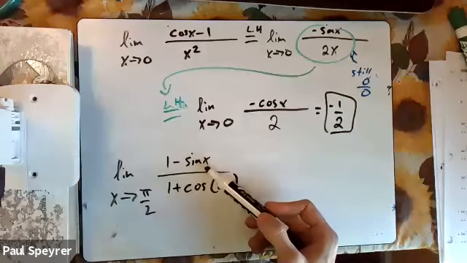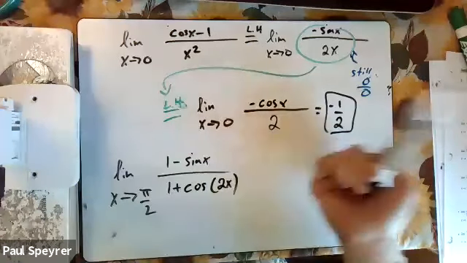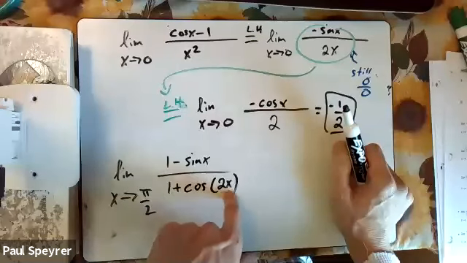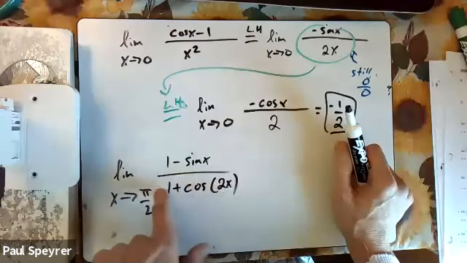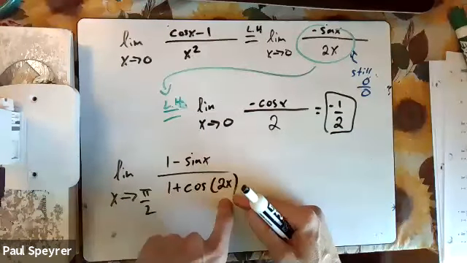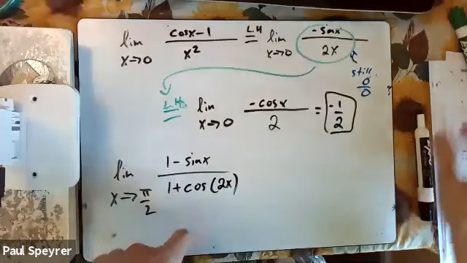So if I plug pi over 2 in, what's sine of pi over 2? 1. 1 minus 1 is 0, okay? In your denominator, what's cosine of 2 times pi over 2? Well, remember, if you say 2 times pi over 2, you get pi. What's cosine of pi, right? That is going to be negative 1.